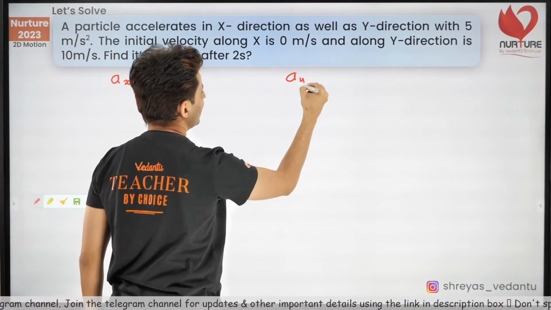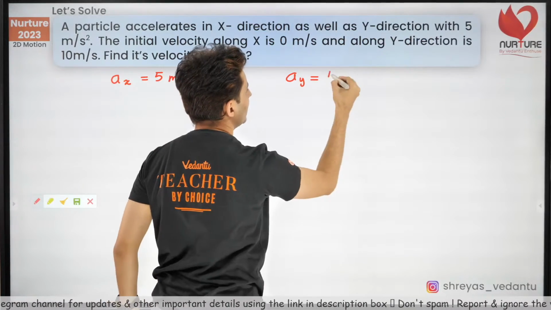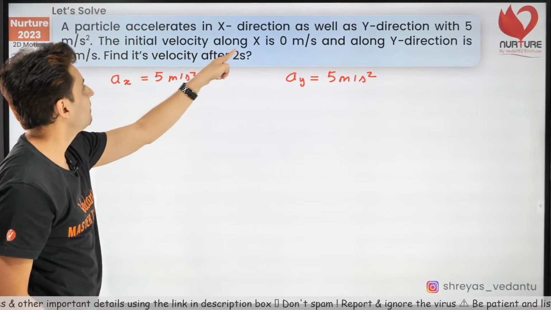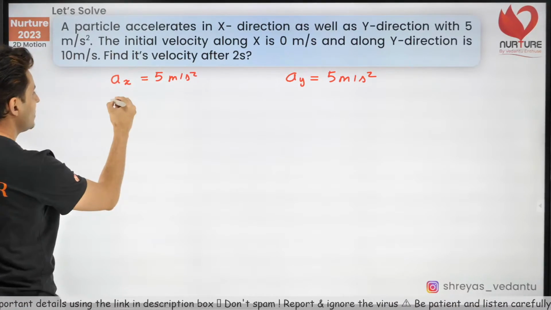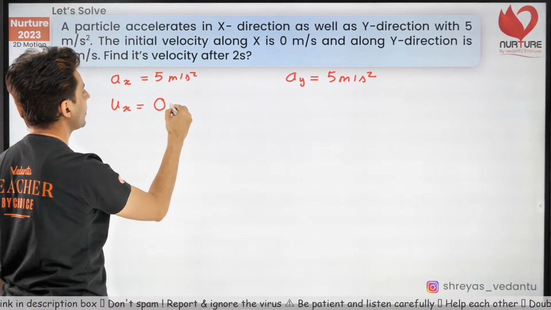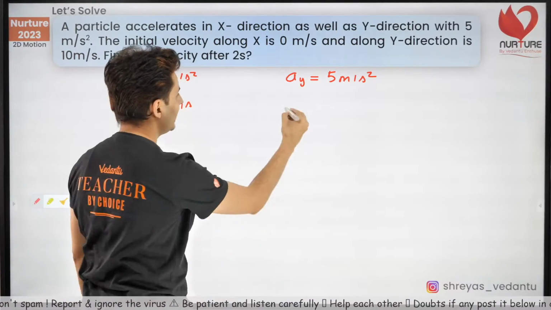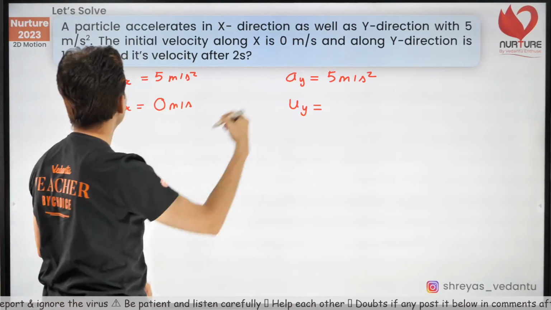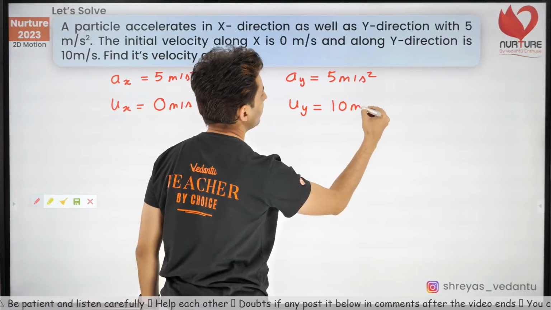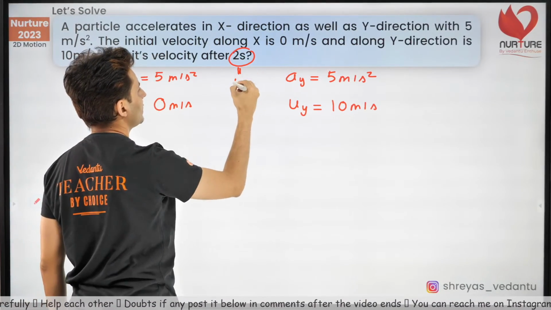It also accelerates in the y direction. How much is the acceleration? Again, it is given. It is 5 meters per second square. Next up, initial velocity. The symbol is u. Ux is how much? Along x it is 0 meters per second. Next up, along the y direction, the initial velocity is clearly mentioned to be 10 meters per second. Write down whatever is given. Time is 2 seconds. So this is your time basically.